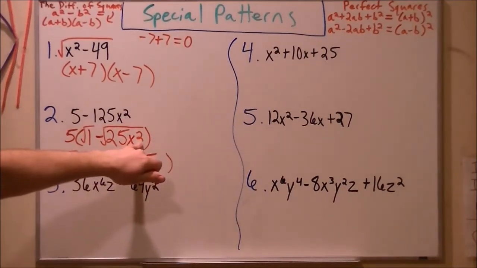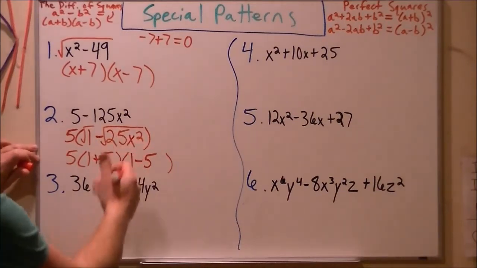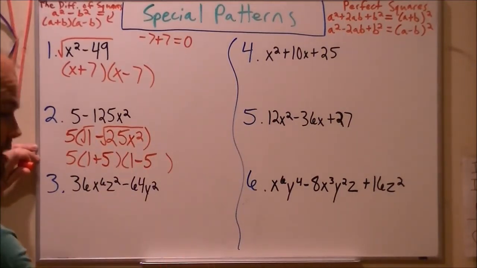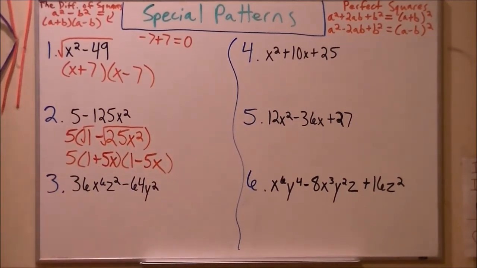And don't forget, though, I have to also take the square root of the variable. x squared. What x with an exponent times itself gets you to x squared? Well, when you multiply variables with exponents, remember you add their exponents. And so that would be x, because x times x gets me x squared. And so the square root of x squared is just an x. And so that's what I write in each one.